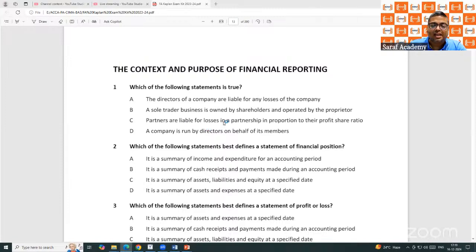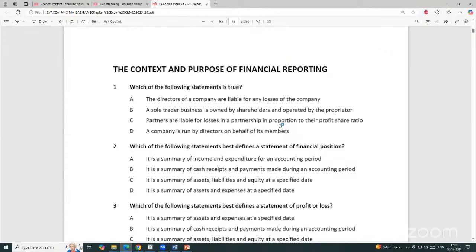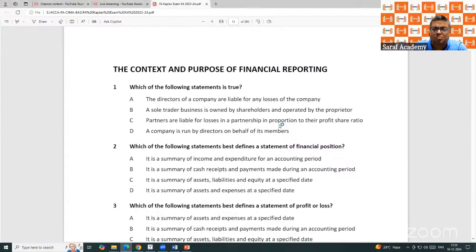The partners are liable for losses in a partnership in proportion to their profit sharing ratio is correct. But when this is more correct, we need to find out some mistake out of C. So some mistake means it is not always. Partners are liable for losses in proportion to their profit sharing ratio generally. Sometimes if a partner is insolvent, then the losses are not shared in the profit sharing ratio. So for that reason, we will select D because in D, there is no mistake at all.